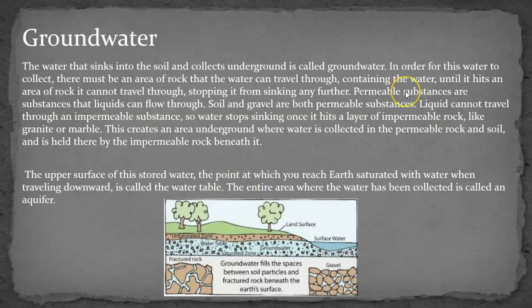Now, the upper surface of the stored water, the point at which you reach earth saturated with water, so like if you would dig and all of a sudden you'd be like, oh, I struck water, it's called the water table. The entire area where the water has been collected is called an aquifer. And you can kind of see how water would be able to go through all these cracks and spaces. And then again, once you dig deep enough, you hit the water table, which is just the point of where water is located. But that whole area is called an aquifer.